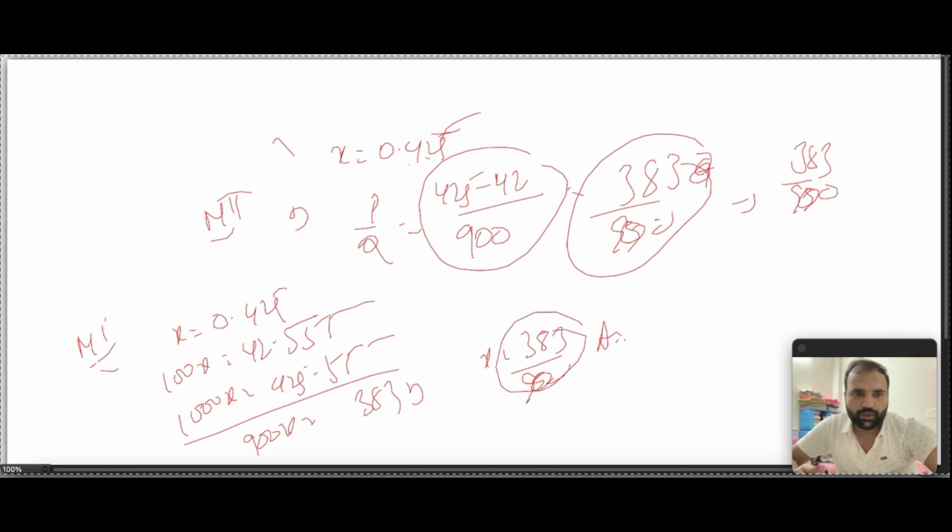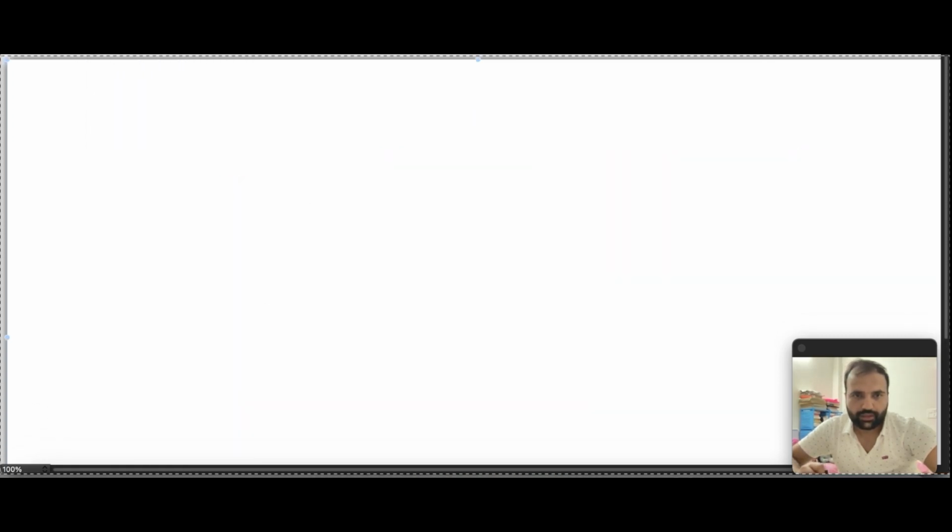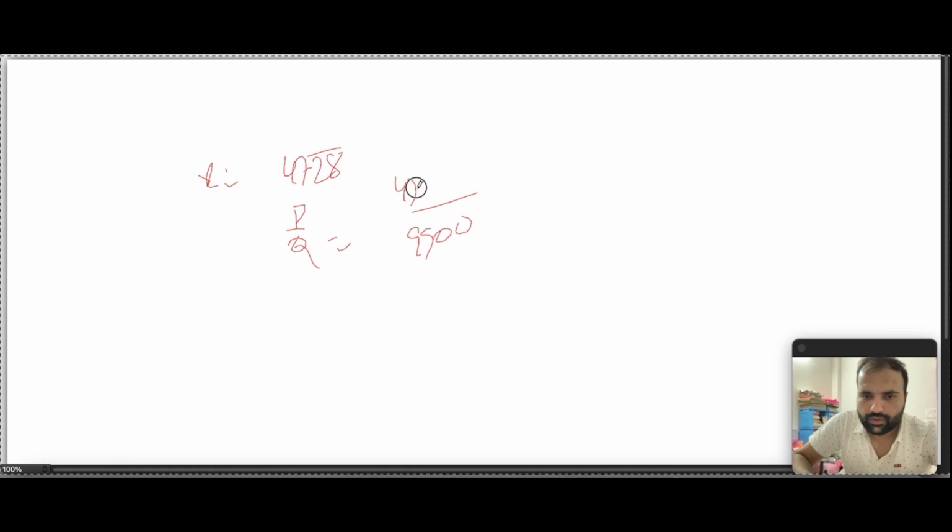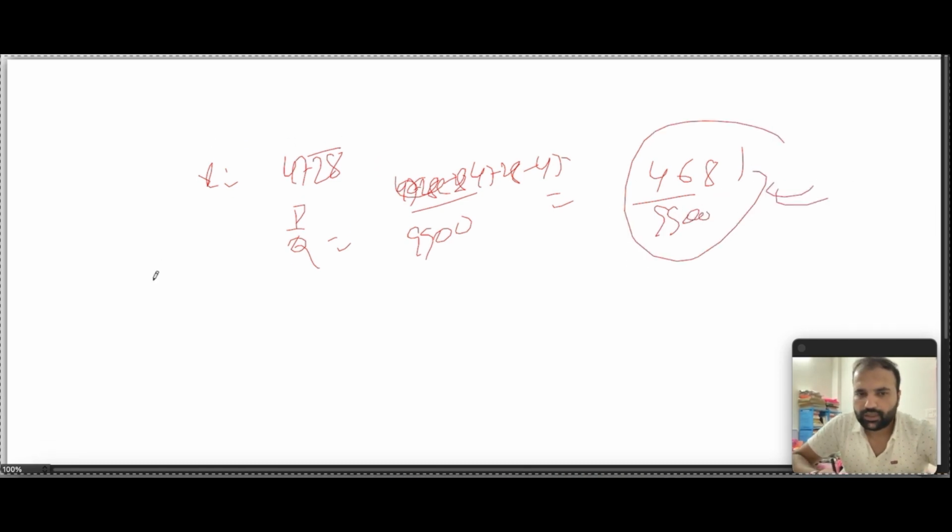Now we are going to speed up the process completely. So now we are going to do it without using our pen. Okay, ready? Let's go. So we have x is equal to 0.4728. So how do we convert it into p by q form? So very simple. 9900, 4728 minus 47, 4681 by 9900. Simple.